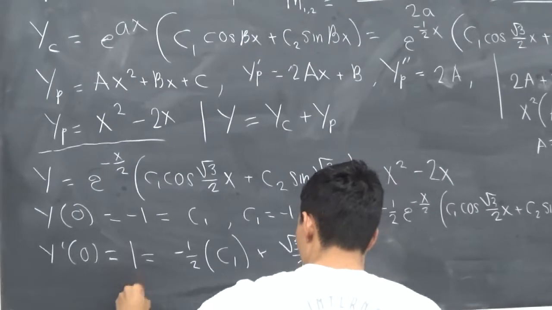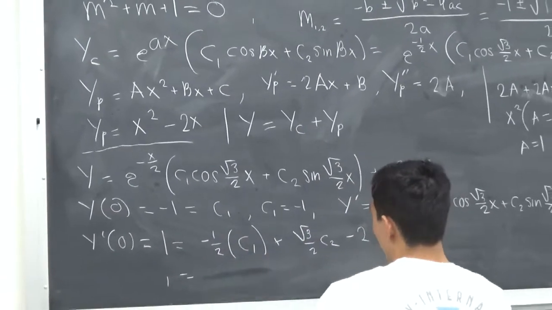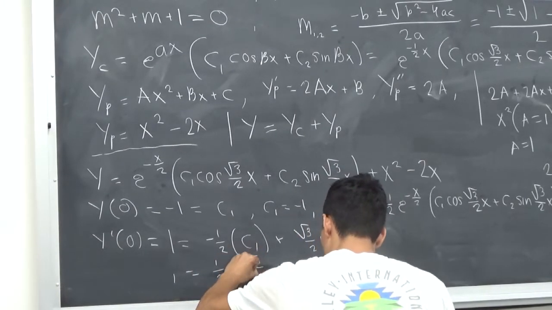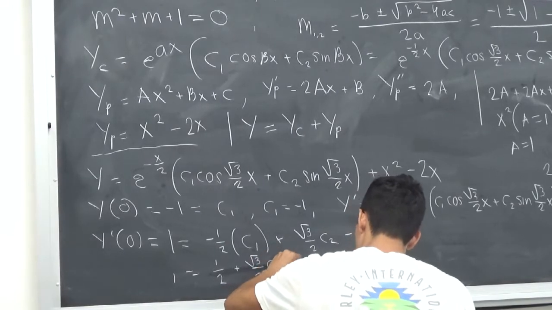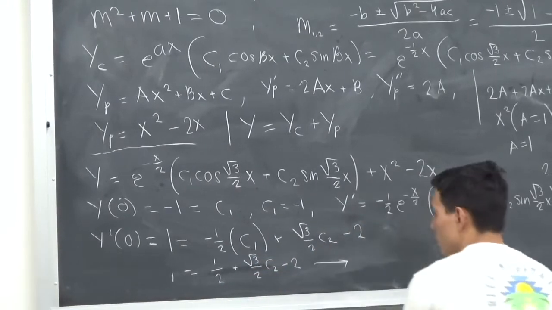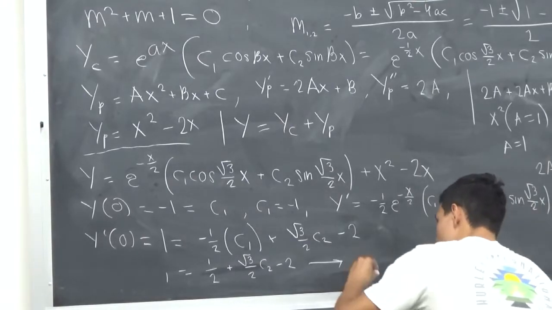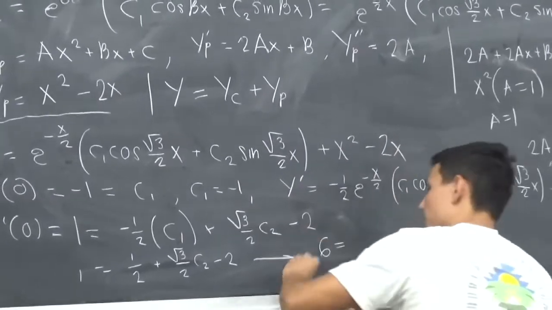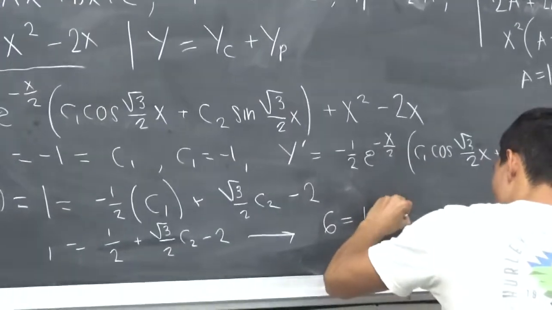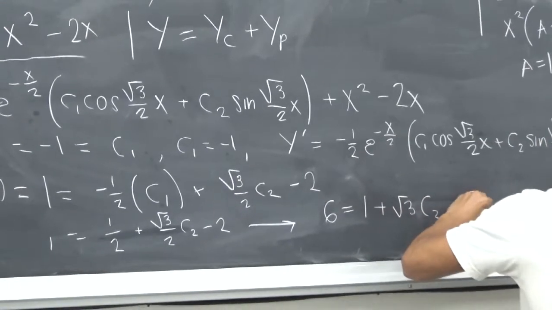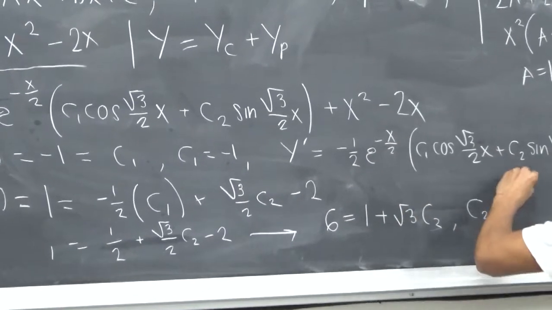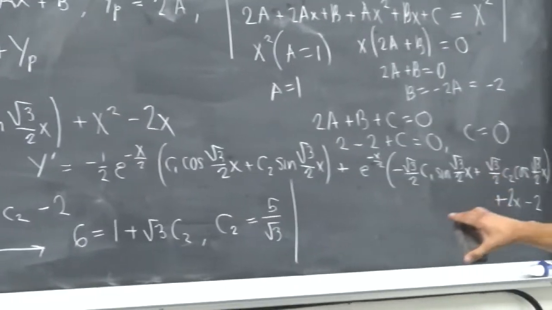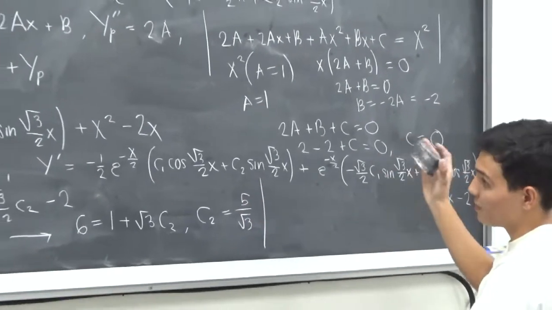Okay, so 1 is equal to, okay, c1, why don't we plug in c1? So negative 1 goes here. This will become positive 1/2 plus square root 3 over 2 c2 minus 2. Solving for c2, add the 2 on the other side, turns into 3. Multiply everything by 2, this 3 turns into a 6. Okay, now we have 1 plus square root 3 c2. We can see that c2 is equal to 6 minus 1 is 5, 5 over square root 3. Okay, so a lot of work. And we've now just found what c1 and c2 is.